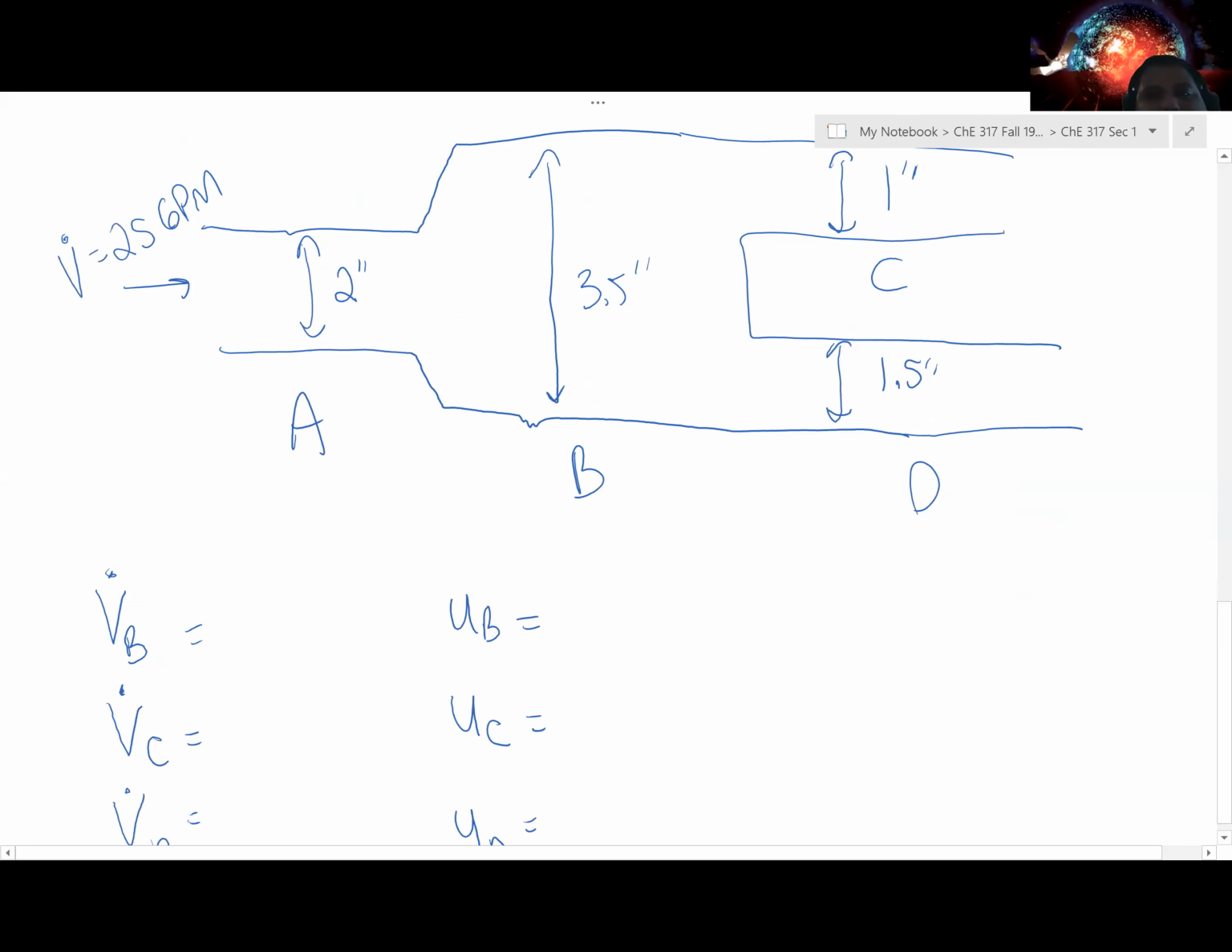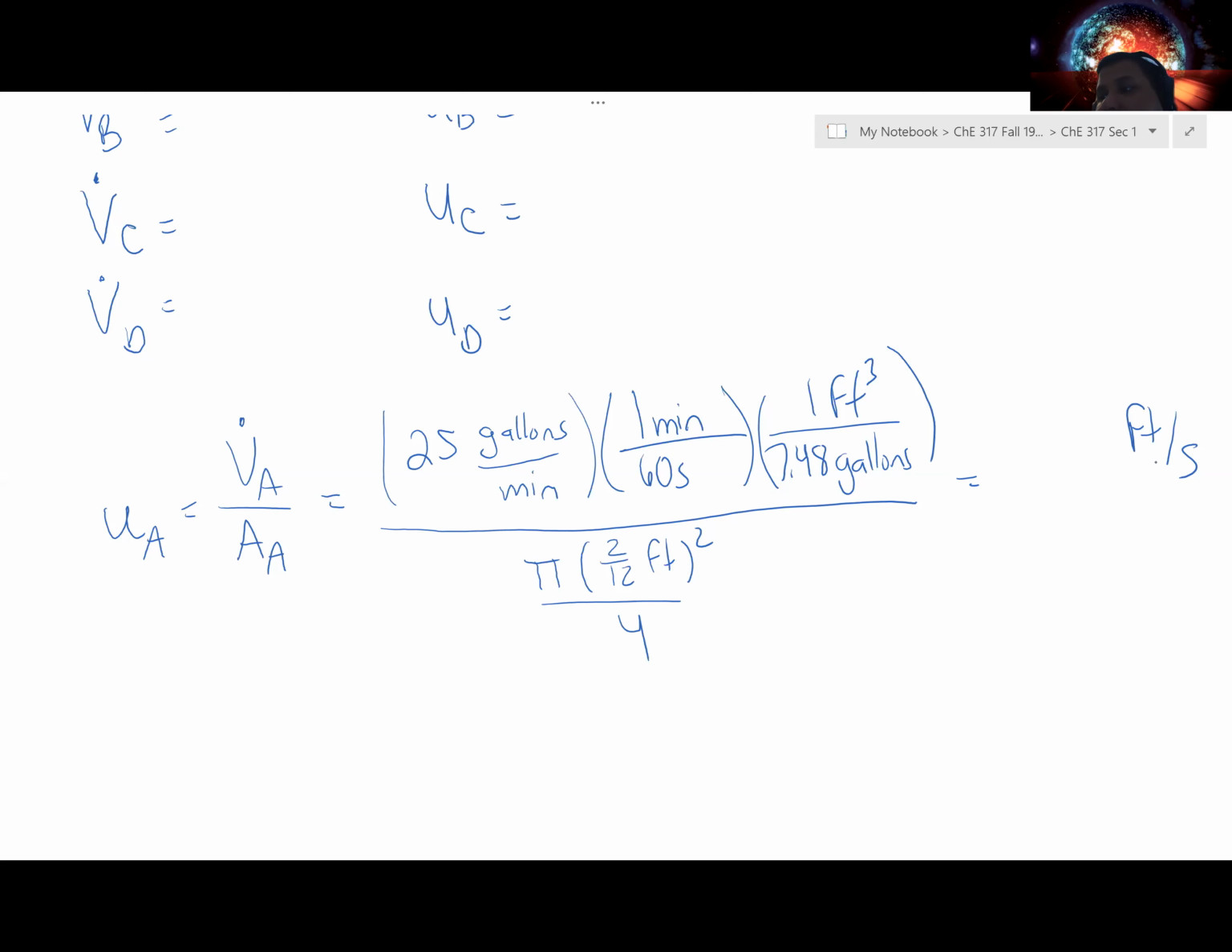So doing this calculation, let's see what we have. 25 divided by 60 divided by 7.48 divided by pi divided by the diameter. We have about 2.55 feet per second. So for bonus, I can calculate A.